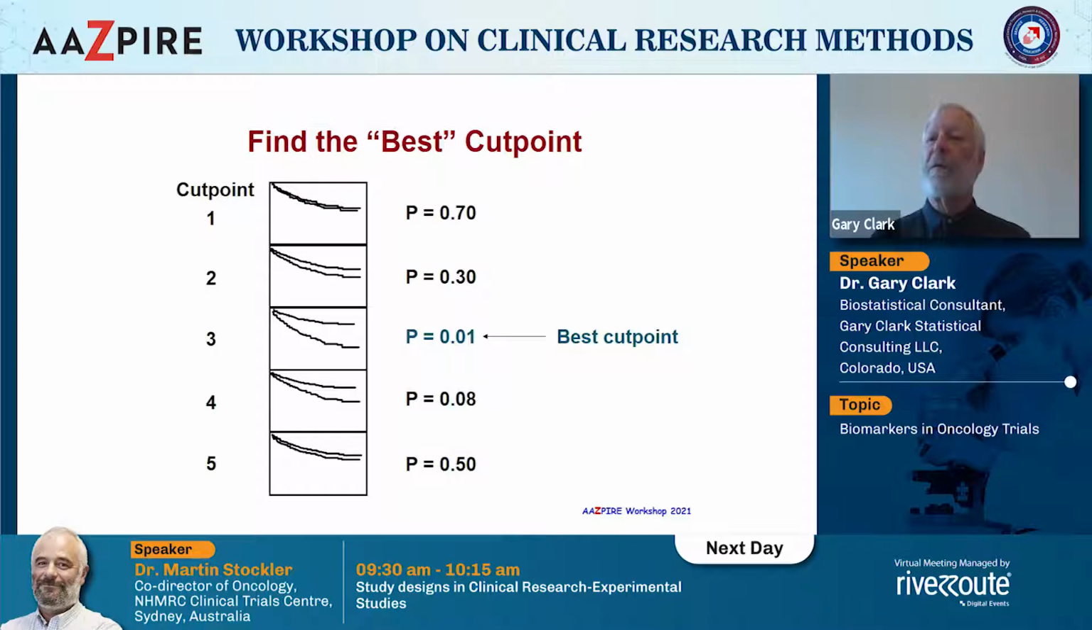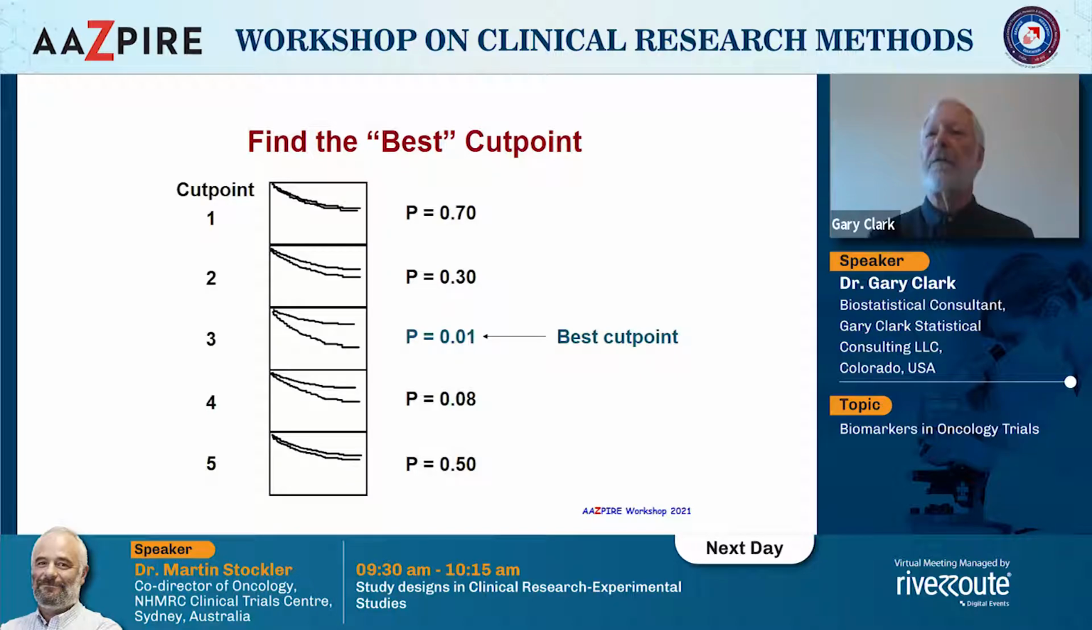If we move the marker up to 4, we start losing significance, and if we move the cut point up to 5, it's gone altogether. And so we would conclude this must be the best cut point. This is the optimal cut point in our search for cut points.